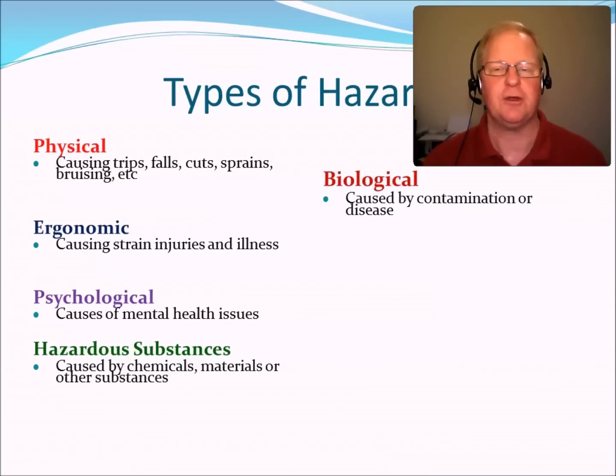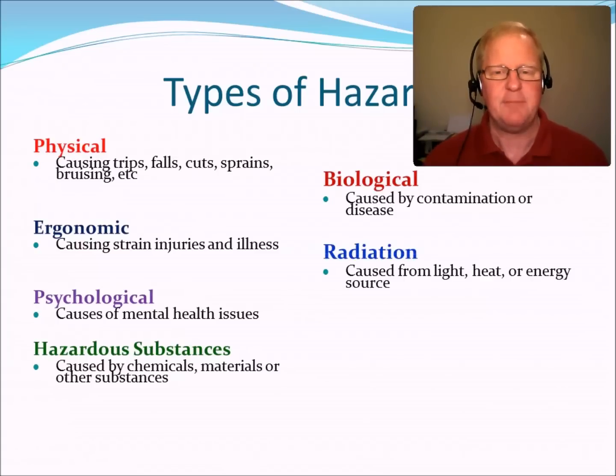They can be biological, caused by contamination or disease, and you need to be aware of the environment that you're training in so that you minimize contamination or the cause of spreading of illness. They can be radiation, caused by light, heat, or an energy source. Again, very important to make sure that the training, whether it be in a simulated environment in a training room or the workplace, is well lit and there is effective ventilation to make the environment safe.